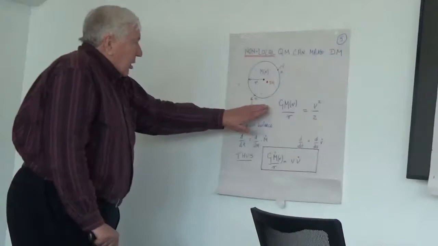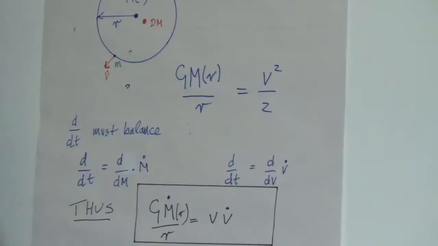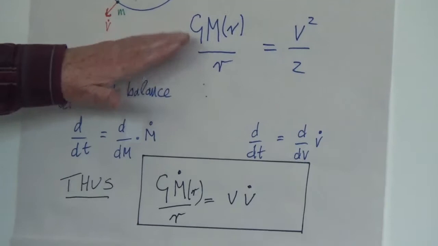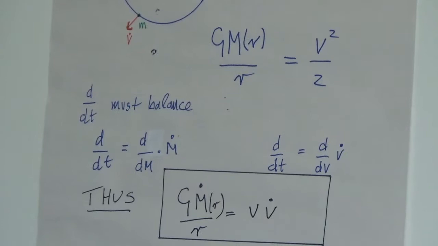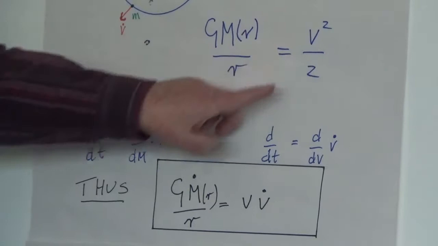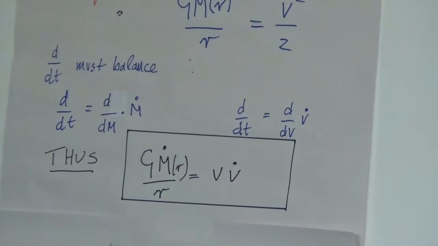We write it lighter like this, and then we're going to allow the mass to increase. But if we allow the mass to increase, this has to balance. So let's take the time derivative. Basically, we can say the time derivative of both sides must remain equal. So on this side, we can write d by dt as d by dm times m dot, and on this side, d by dt as d by dv times v dot. And so we end up with this equation here.